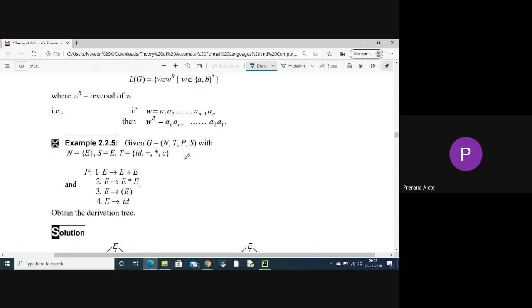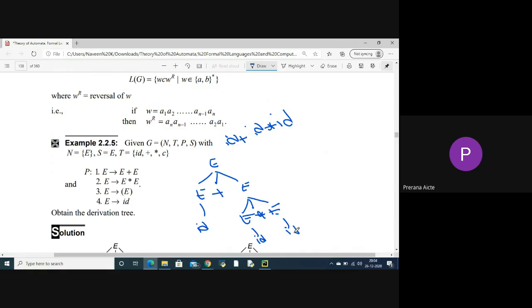Here, for this grammar, we will construct the parse tree for the string ID plus ID into ID. Okay. One possibility is E plus E. So this is replaced by ID. This is replaced by E into E, ID.